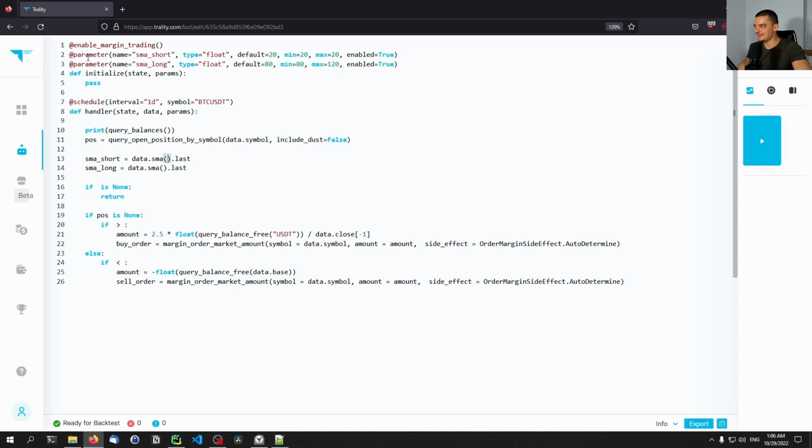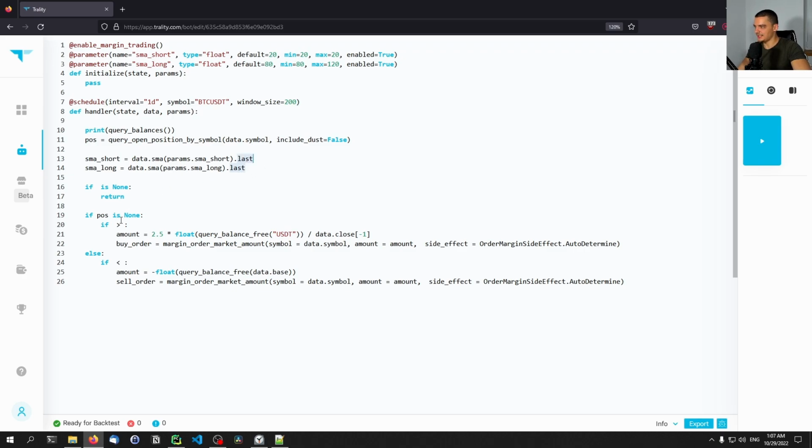So in order to get these parameters into these parentheses, we just have to say params.sma_short and params.sma_long. We also want to add the window size here. We're going to set this to 200.